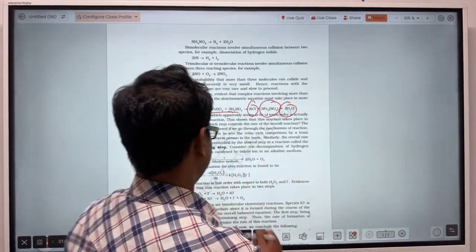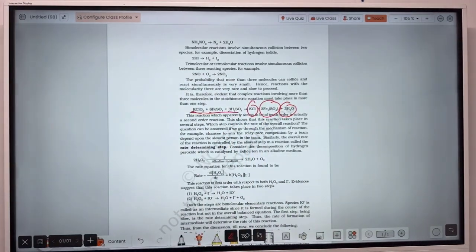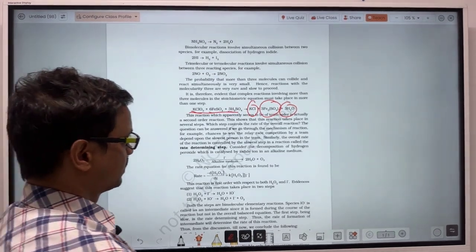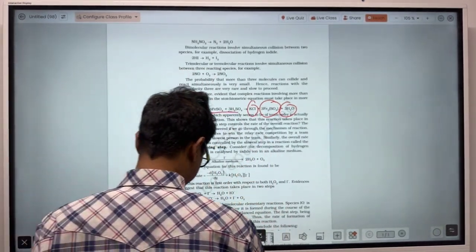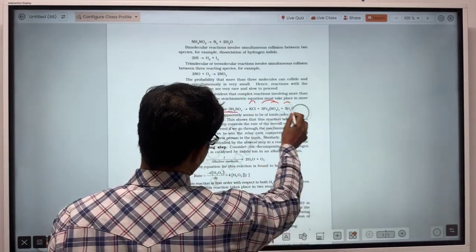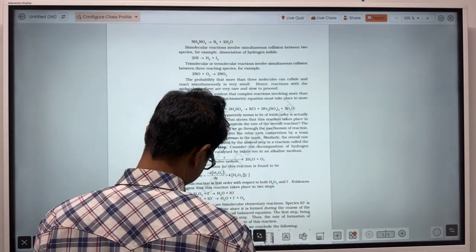In this reaction, potassium chlorate reacts with ferrous sulfate and sulfuric acid, and there is formation of potassium chloride, ferric sulfate and water. That reaction is a complex reaction.